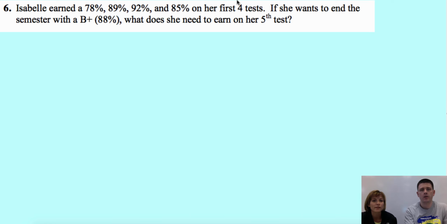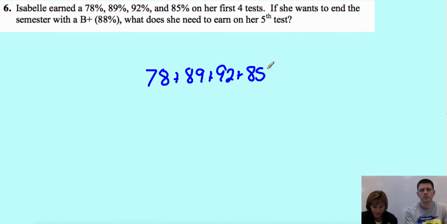Last problem, we'll set this up for you, and you'll be on your own, and then we'll check it tomorrow when we get back into class. So we have 78 plus 89 plus 92 plus 85 plus, we want to know how much she got on the 5th test. They gave us 4, but there are 5 total, so we're still missing that 5th one.